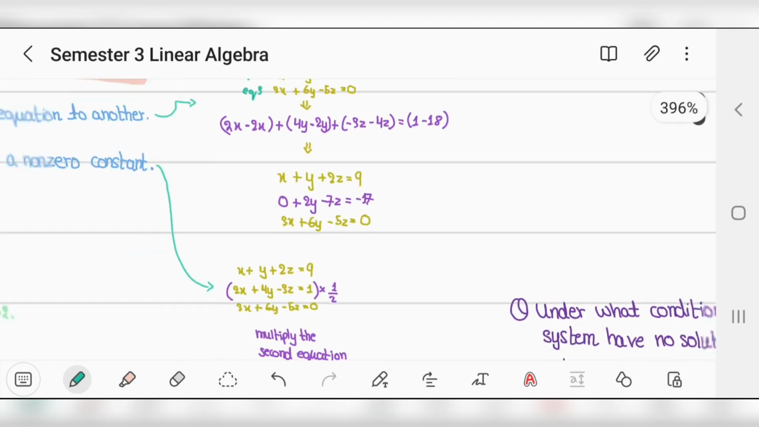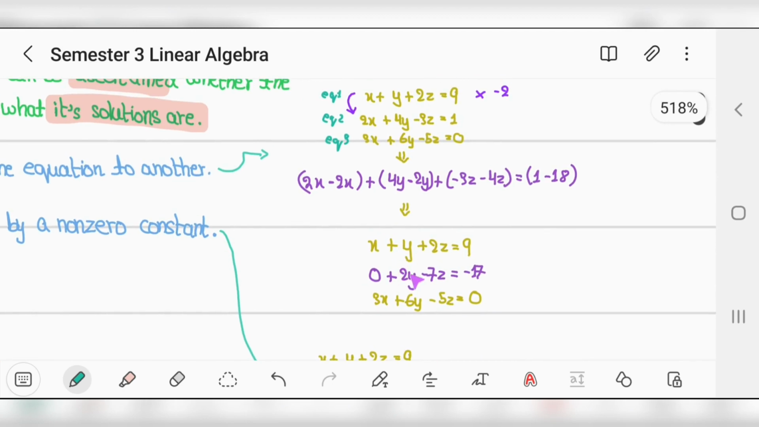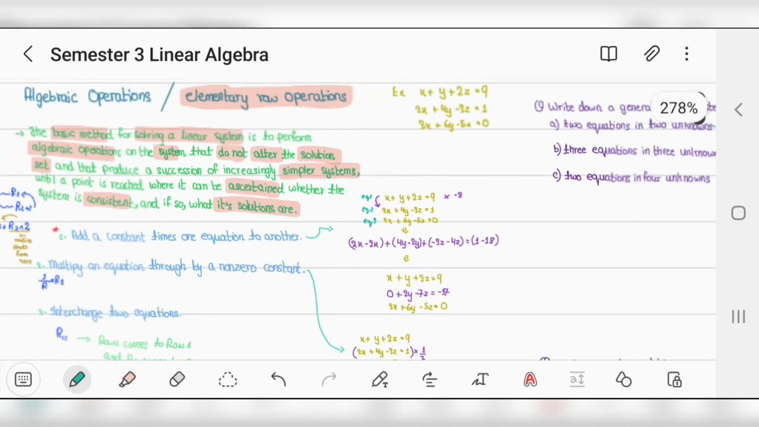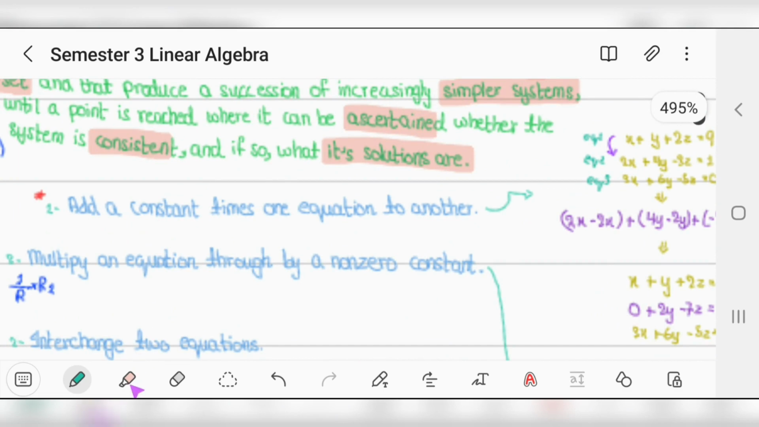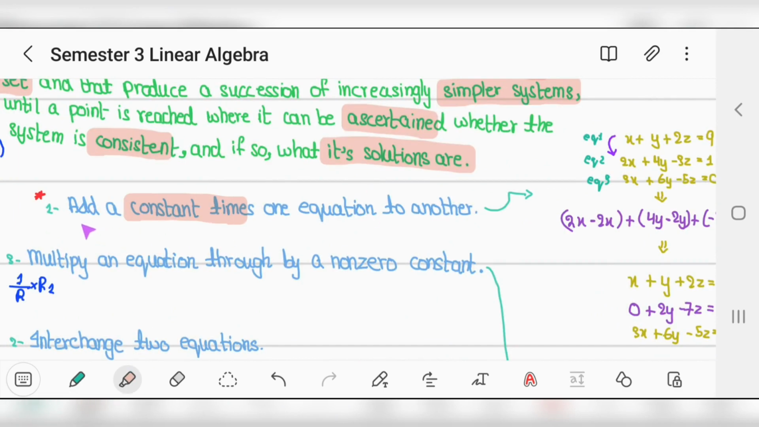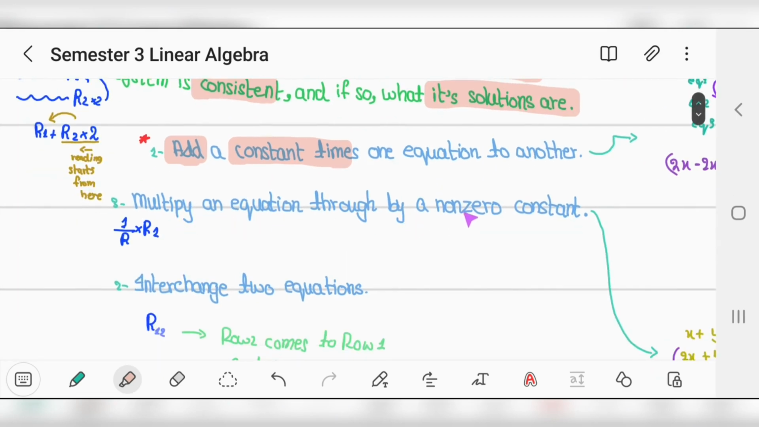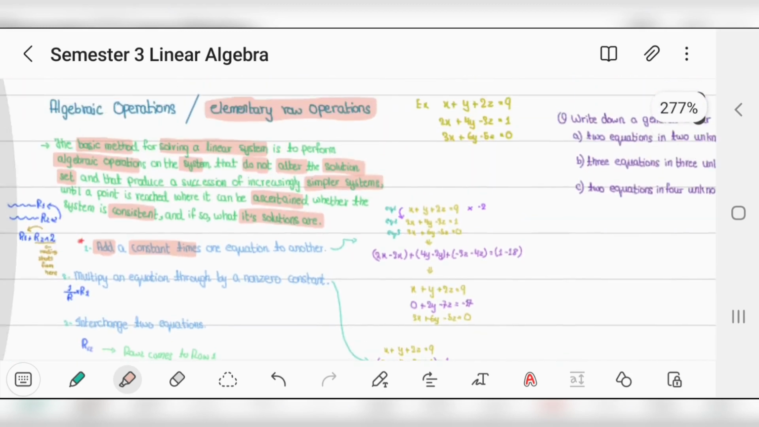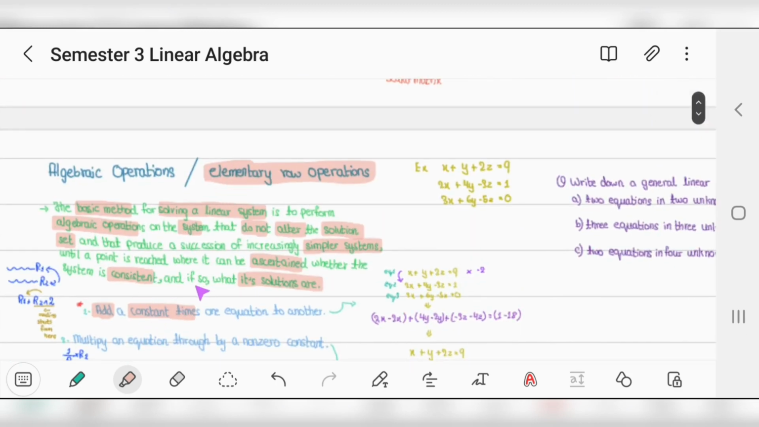I have only tried to change this, so I have multiplied by -2 and added here. Okay, so this is one: add a constant times one equation to another. Second is multiply an equation through by a constant, either through a row or by column. These elementary operations can be performed on rows and on columns as well.